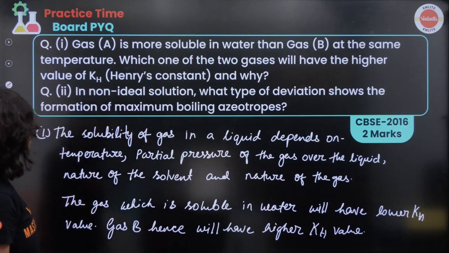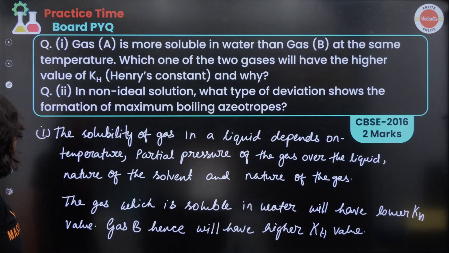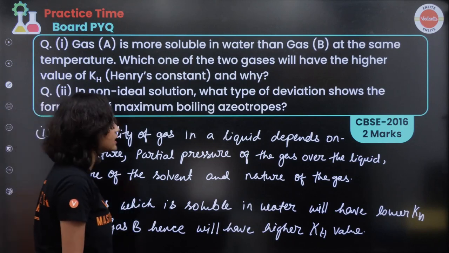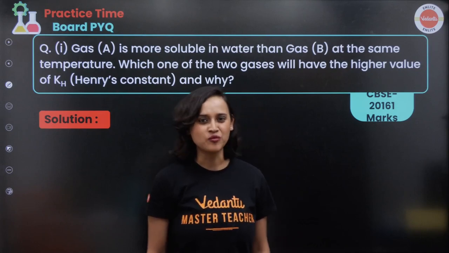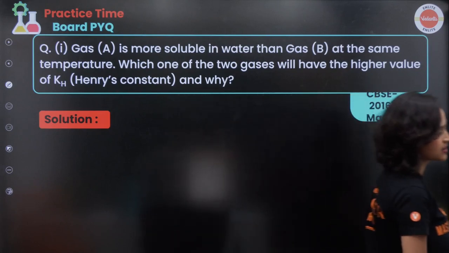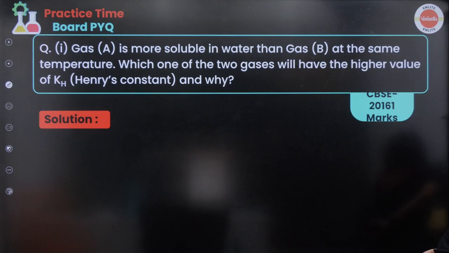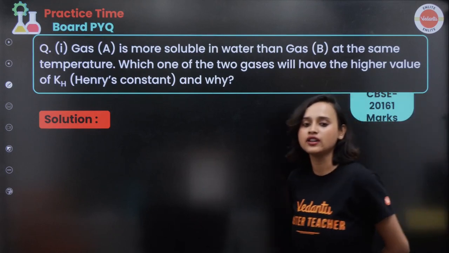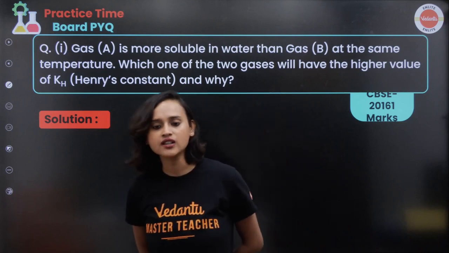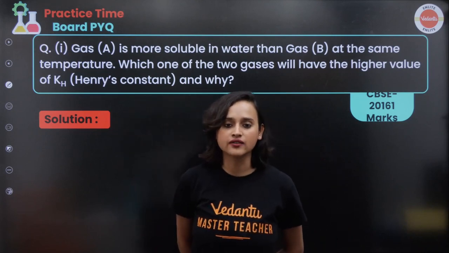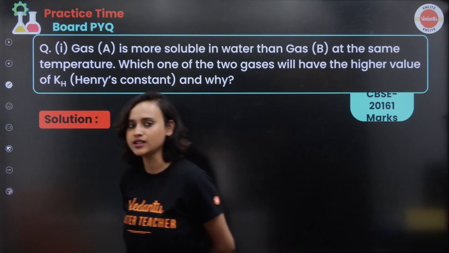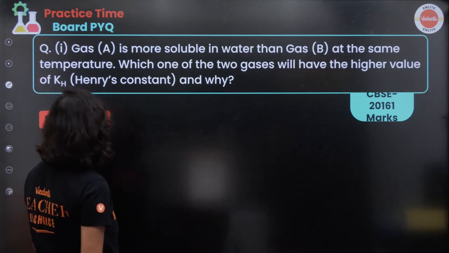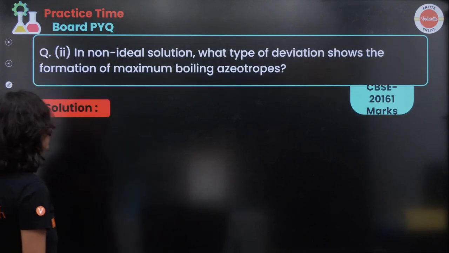Great. Now, in non-ideal solution, what type of deviation shows the formation of maximum boiling azeotropes? What is it? More negative deviation, isn't it? Absolutely, yes. It is more negative deviation, okay? A solution that shows large negative deviation from Raoult's law will form a maximum boiling temperature at a specific composition. Let's write that also.